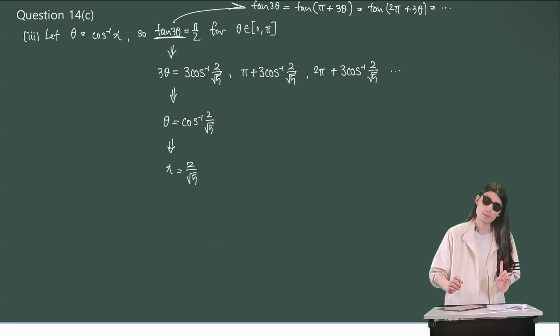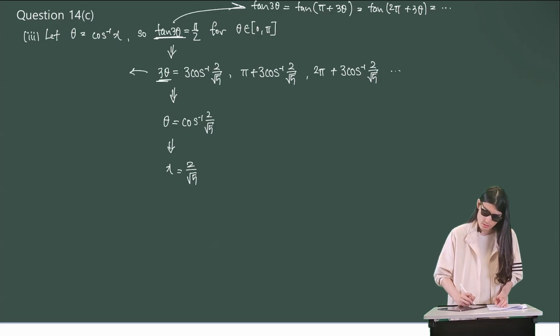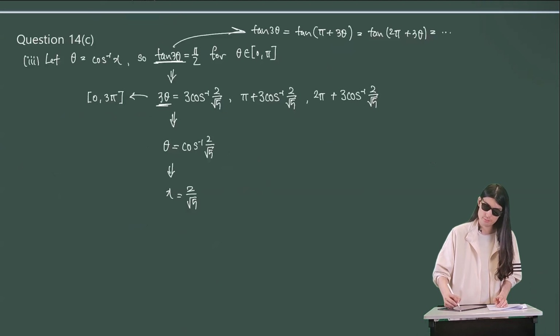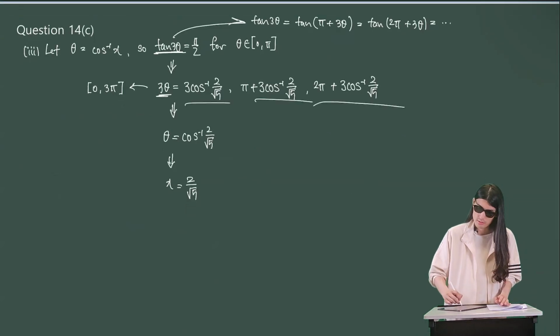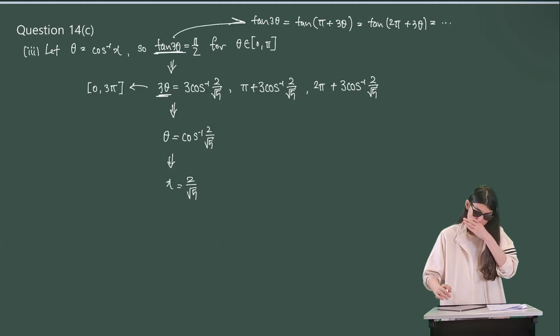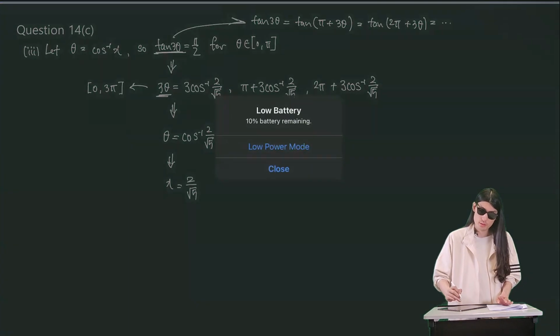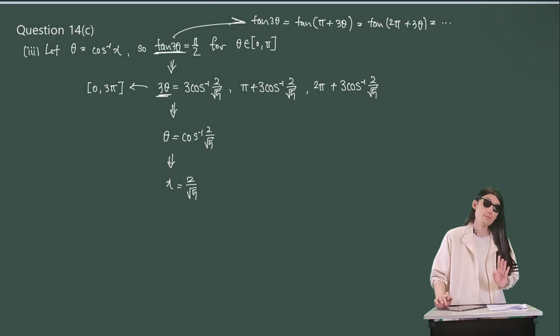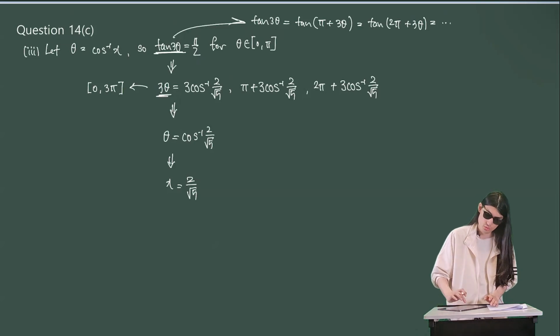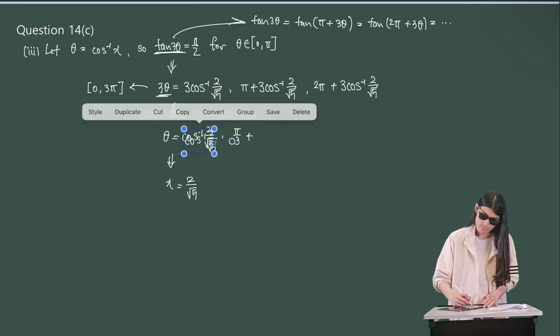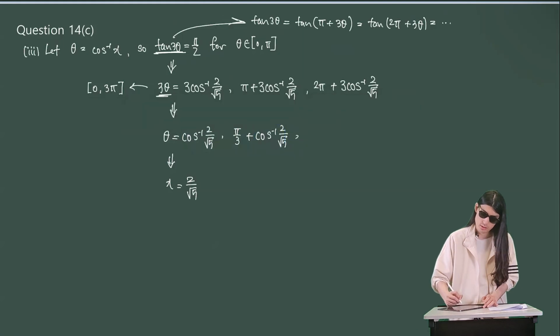Since theta is between 0 and pi, 3 theta would have to be between 0 and 3 pi, wouldn't it? And in that interval, I've just taken 3 values of 3 theta that make tan 3 theta equal to 11 on 2. Now, what are the corresponding values of theta? It's these.